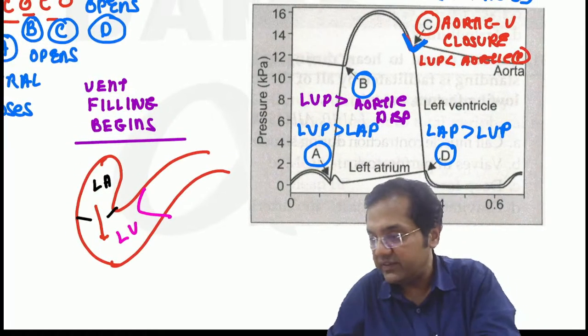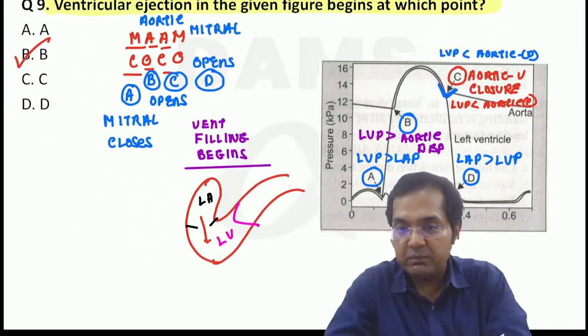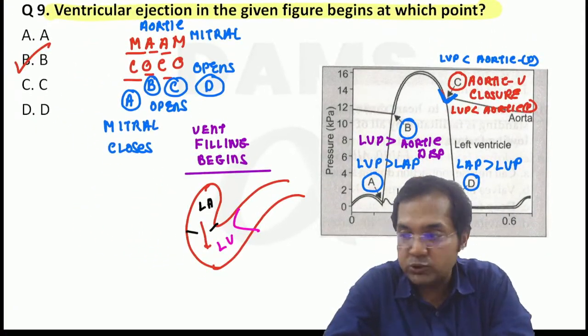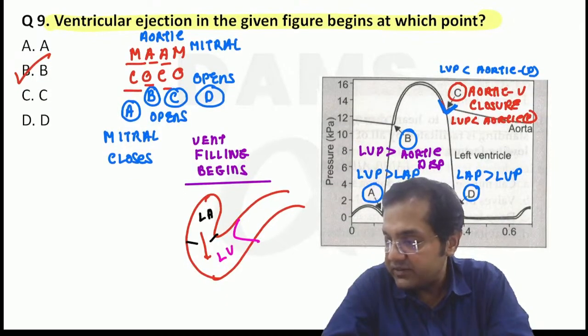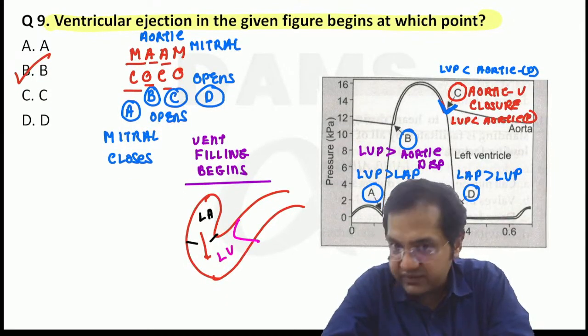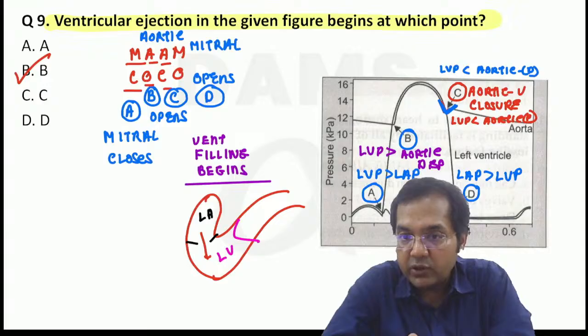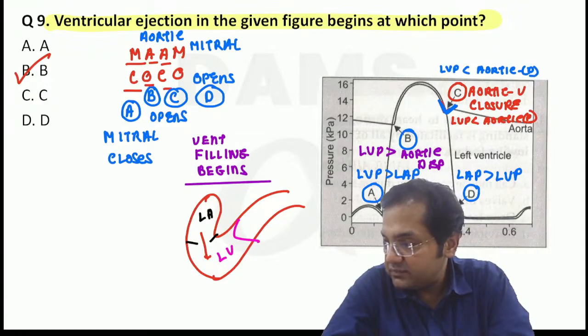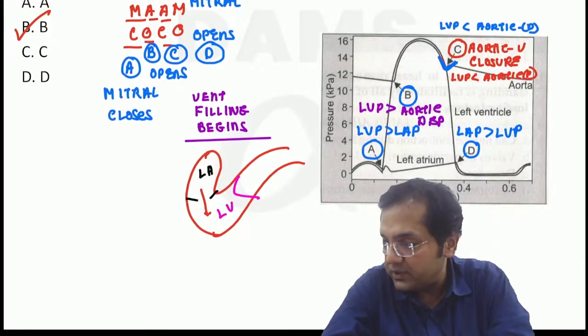Good. D. This is an additional question. So remember, they are fed up of asking the usual questions of cardiac cycle. They might ask you in this way, right? Yes, that's right. After aortic closure, I will have IVR. Very good. At D, mitral valve opens. Ma'am Coco, mitral opens. Good.